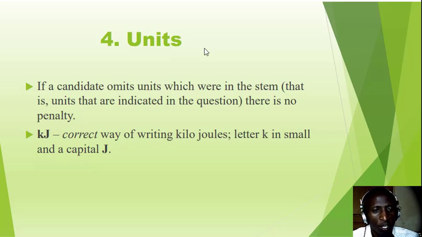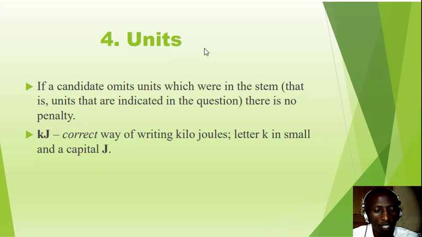The other item is about the way we write the units, the correct way of writing or showing the units. Kilojoules. We need to note here that joules is the unit and should be shown with a capital J. Kilo is a measure. It could be megajoules, kilojoules, and so on. So the k should be shown in small letter, and the J in capital letter.